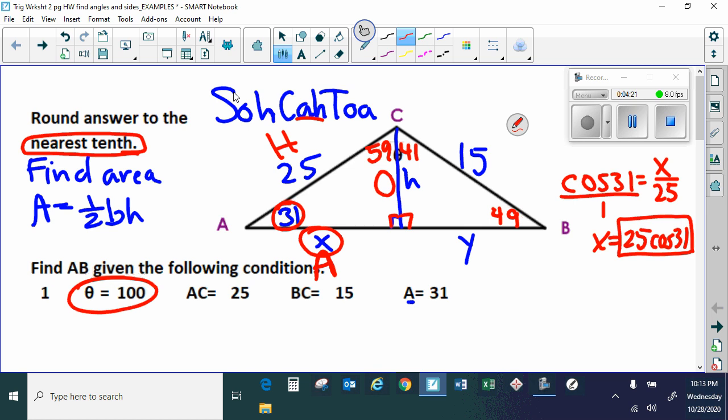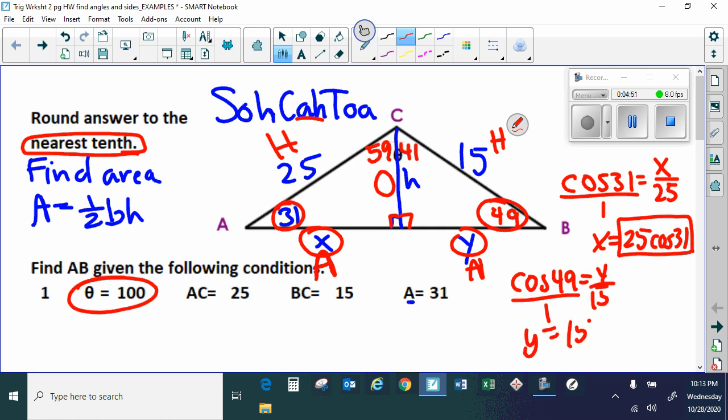If you want to find Y next, the order doesn't matter. If I want to find Y now, and I want to use this 49 degrees down here, again, this would be my adjacent, and that would be my hypotenuse, and the O would stay there. So now I'm using the 49 to solve for Y, and it'd be adjacent over hypotenuse, so it'd be cosine again. Cosine of 49 equals Y over 15. Cross multiply, and I get Y equals 15 cosine 49. There's its exact answer. So now we have the base, right? X plus Y is the entire base.